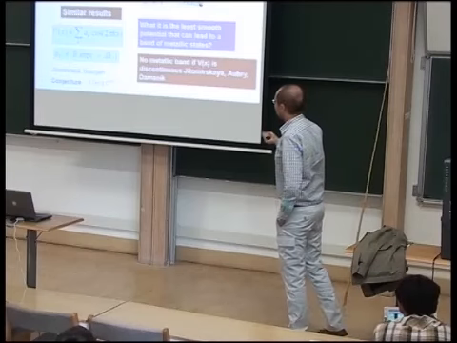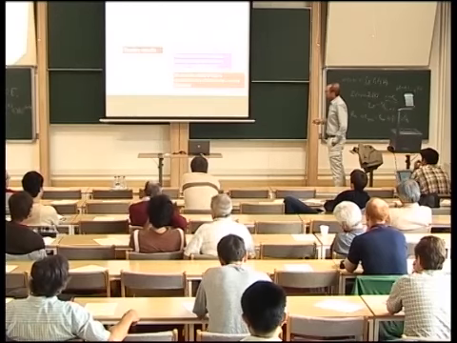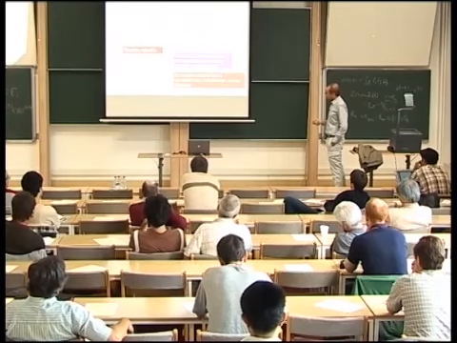The opposite question is: what is the least smooth potential that can lead to a band of metallic states? So we see that up to this point we can see metallic states, and then this was the conjecture. The answer to this question is that a metallic band cannot exist if the potential is discontinuous. I call an absolutely continuous spectrum, an extended state, a metallic state. This was a conjecture by Jitomirskaya and Aubry and was recently proved by Damanik.